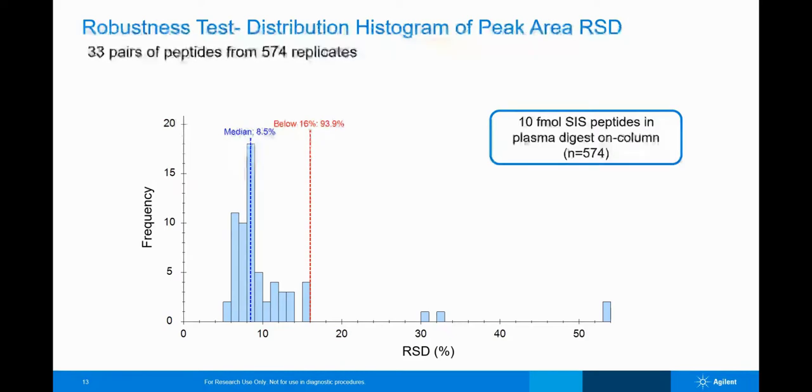There are only 2 pairs of peptides with relatively high ISD, and we examined these 2 pairs of peptides. One pair of peptides degraded fast. They are not very stable, because we observed more than 50% degradation after overnight incubation at 4 degrees. For the other pair of peptides, we observed very severe background interference, so we had to manually integrate the peptide, which causes a lot of variation. So from this result, we conclude that these two outliers are not due to platform variation.